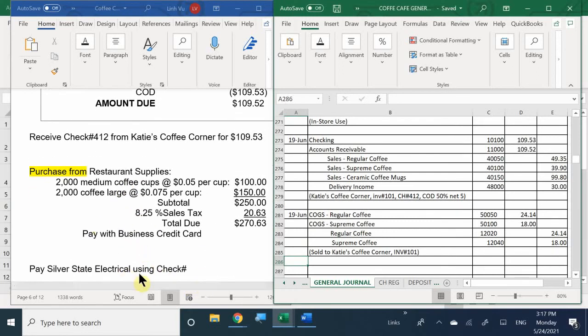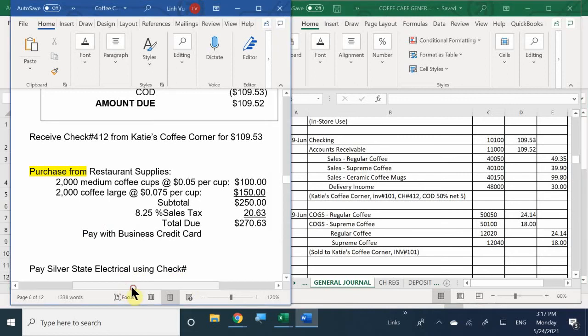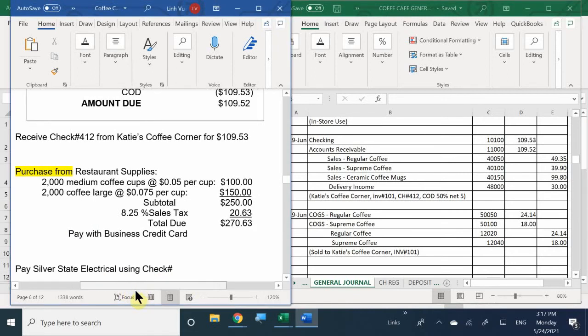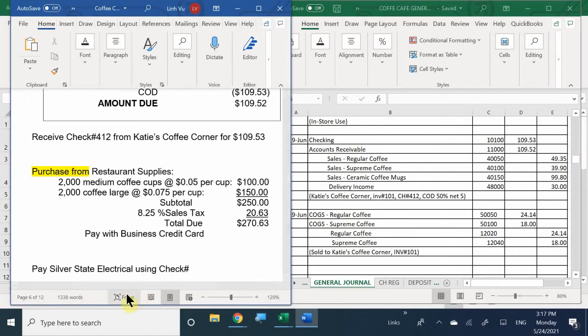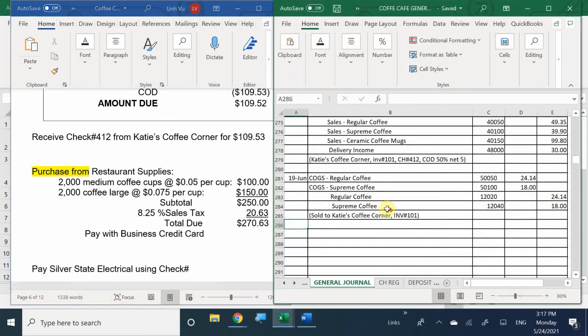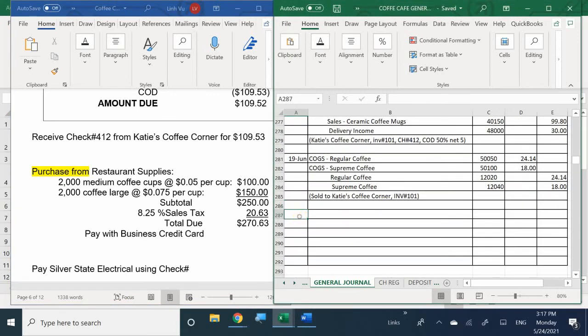We bought coffee cups. Yay, we bought more coffee cups because in just one whole day, we already sold about 200 cups, more or less. So we're thinking 1,000's not going to cut it. We're going to go ahead and purchase another 2,000 cups to help us maintain our business. So what are we going to do here?